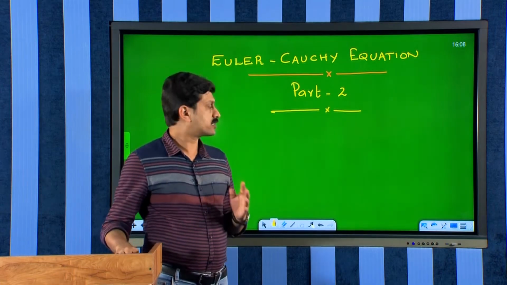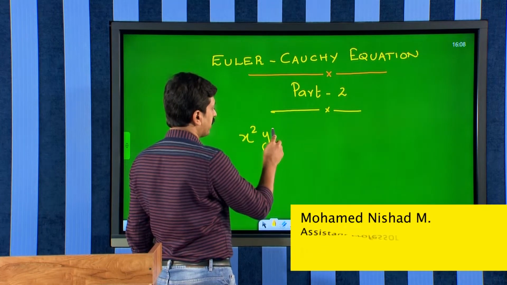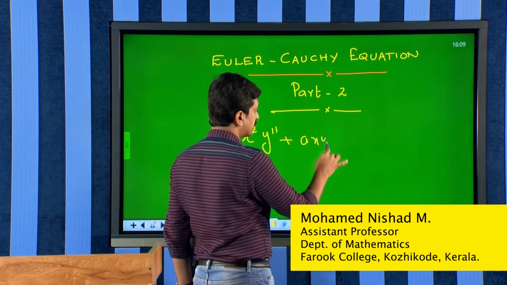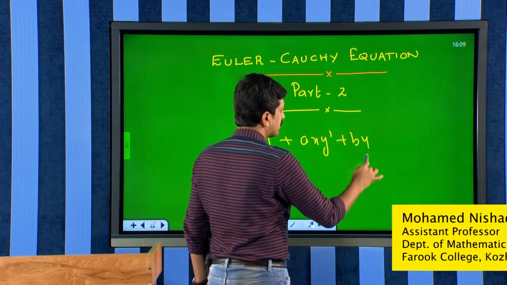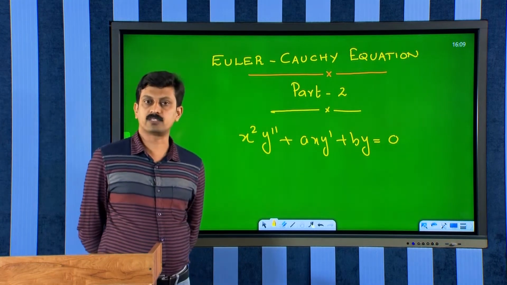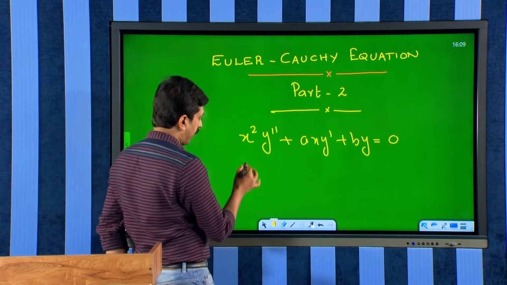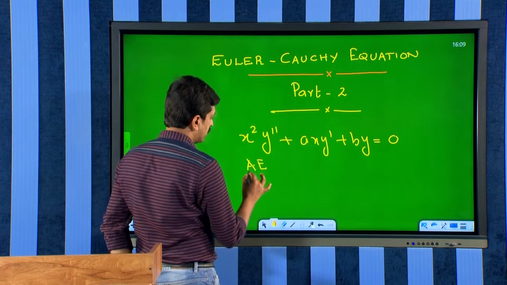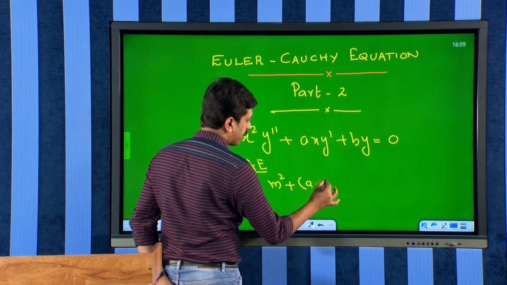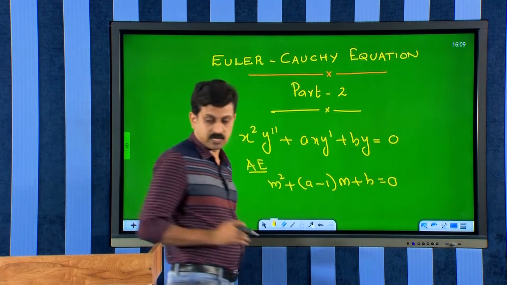In the first part, we discussed that the general form of the Euler-Cauchy equation is x square y double dash plus a x y dash plus b y is equal to 0. This is the general form of the Euler-Cauchy equation, and here the auxiliary equation is m square plus (a minus 1) into m plus b equal to 0.